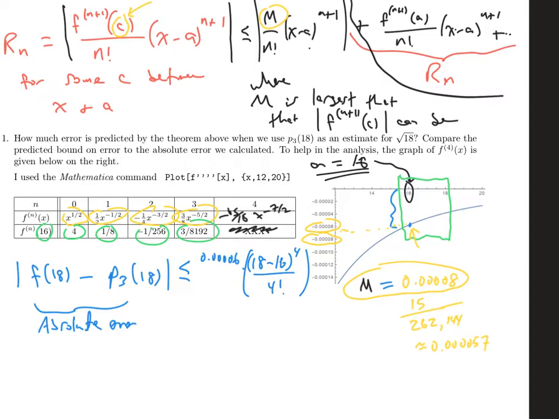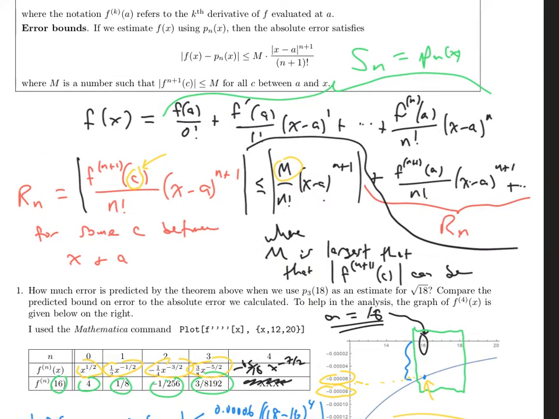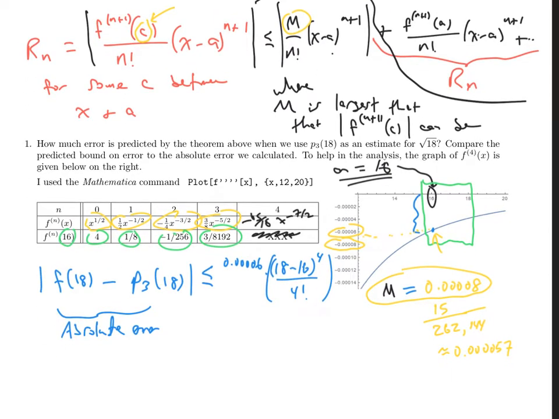So it has exactly the same form as the coefficients of the polynomial, but just at the next value of n. So I have 18 minus 16 to the fourth over 4 factorial. That's what I wrote down there. Anyway, this will give you, in absolute value, an upper bound on the absolute error for your estimate. And that's about 0.00004.